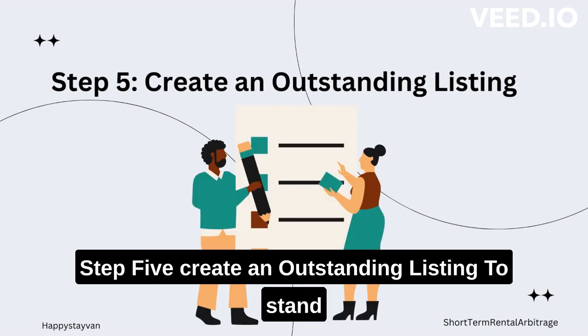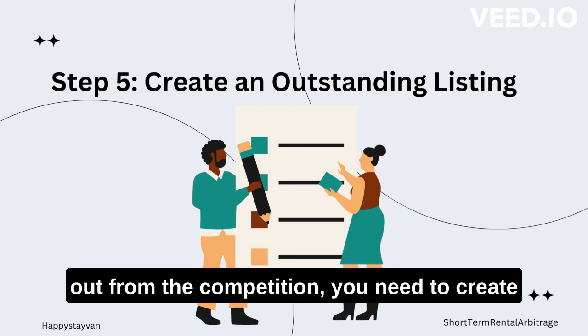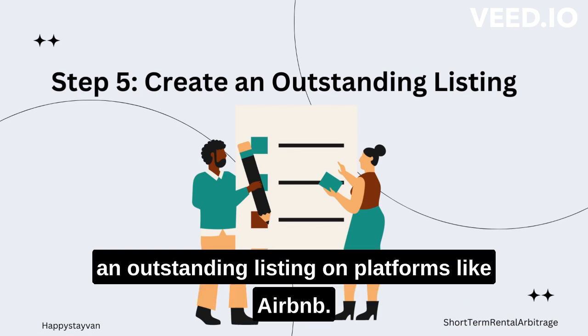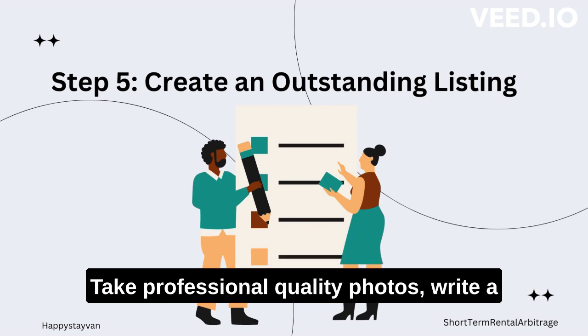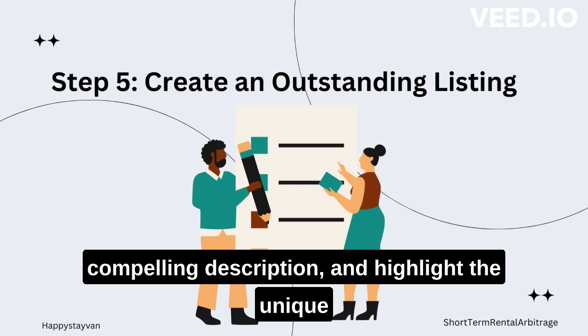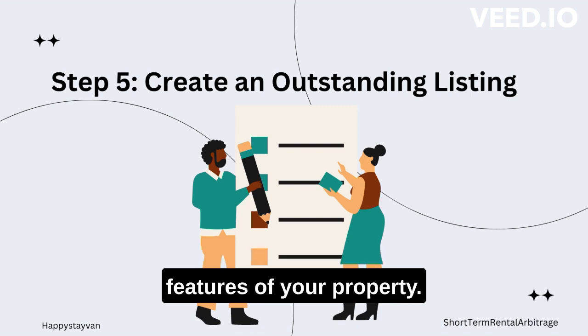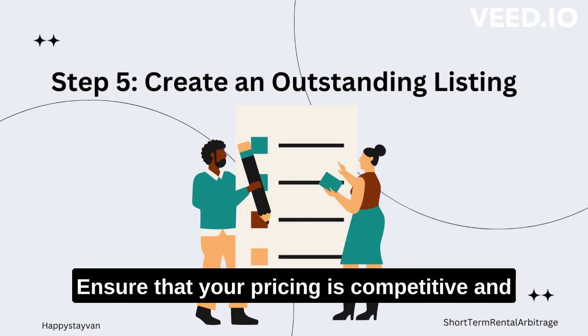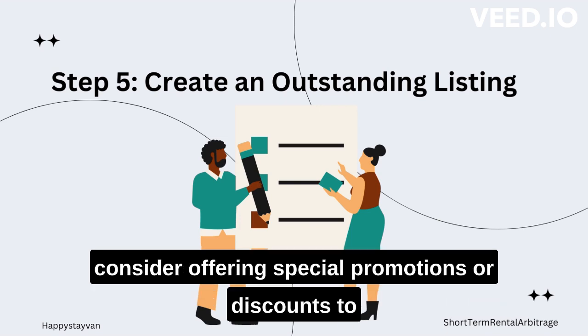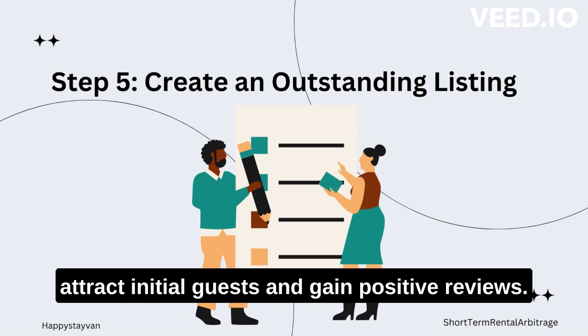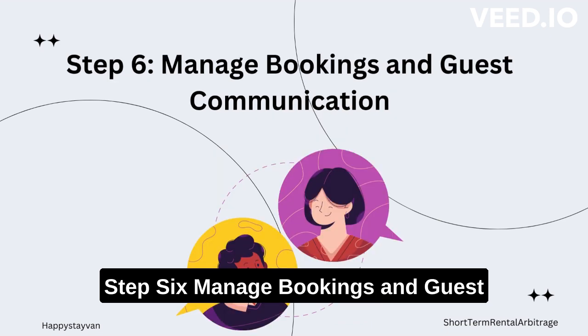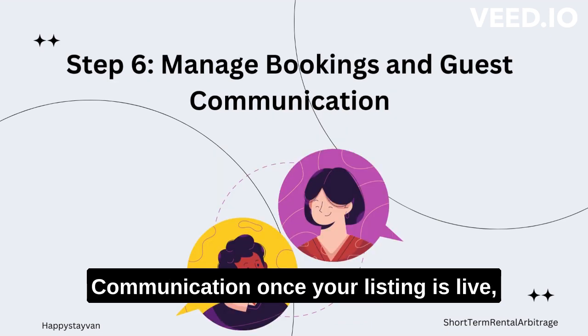Step 5. Create an outstanding listing. To stand out from the competition, you need to create an outstanding listing on platforms like Airbnb. Take professional quality photos, write a compelling description, and highlight the unique features of your property. Ensure that your pricing is competitive and consider offering special promotions or discounts to attract initial guests and gain positive reviews.